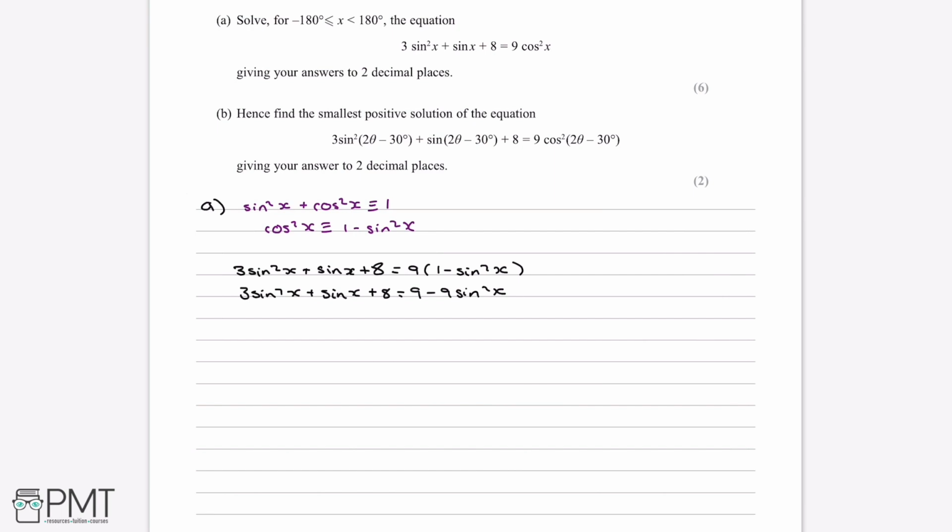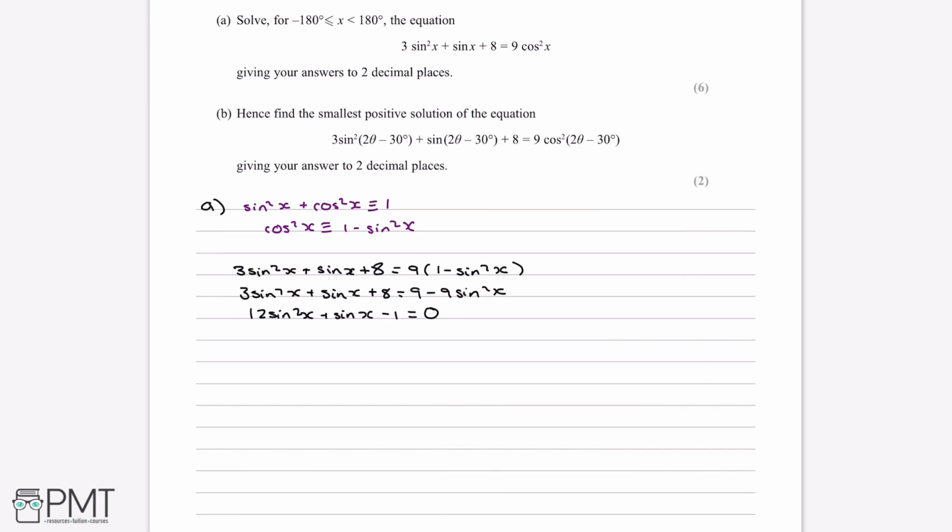Now if we add 9 sin²x to both sides and take away 9, we're left with 12 sin²x + sin x - 1 = 0. And you can now see that we have a quadratic. Although it's in terms of sine, as opposed to normally an x or a y or another letter, it's the exact same rule. It's the same way that we would solve any other quadratic equation, except we have sine and sine squared.